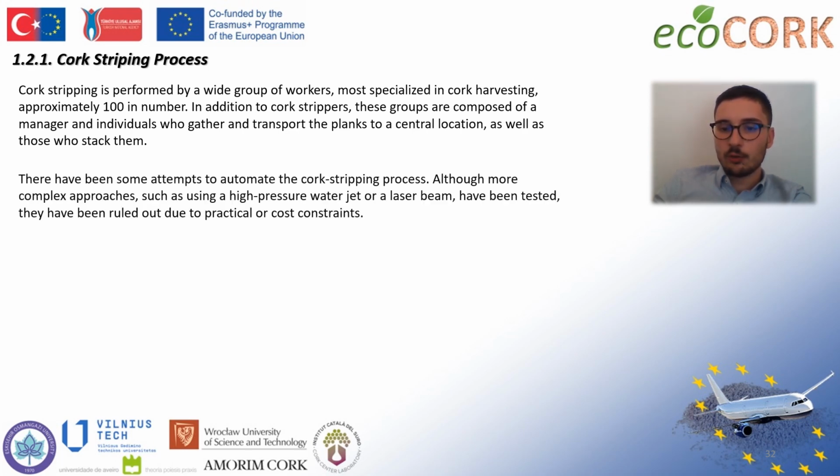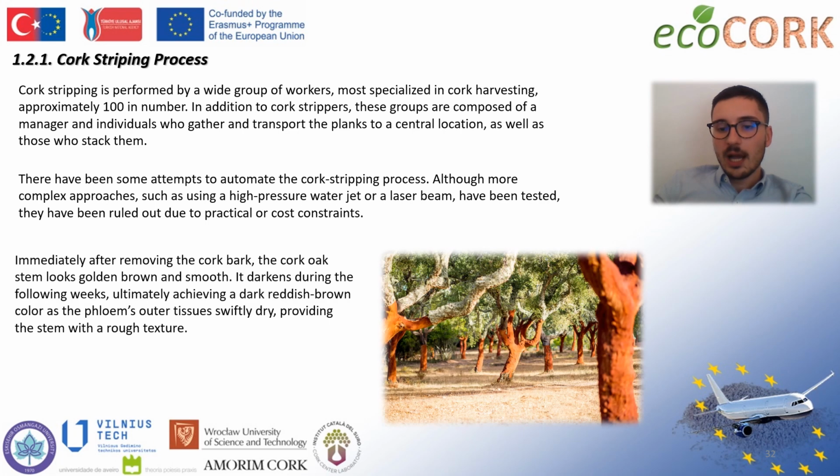Some attempts have been made to automate the process of removing cork. Even though more complicated methods like using a high-pressure water jet or a laser beam have been tried, they can't be used because they are too hard to use or too expensive. After the cork bark is taken off, the cork oak stem looks smooth and golden brown. In the weeks that follow, it gets darker.